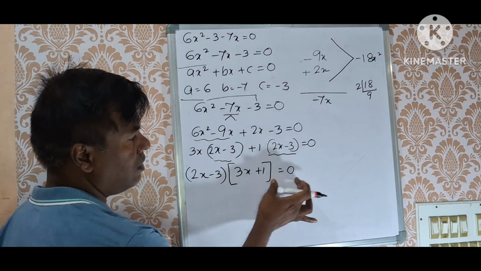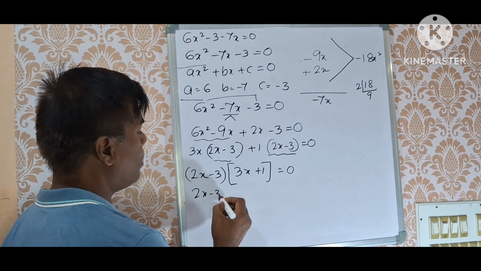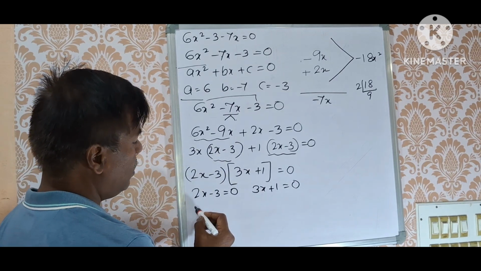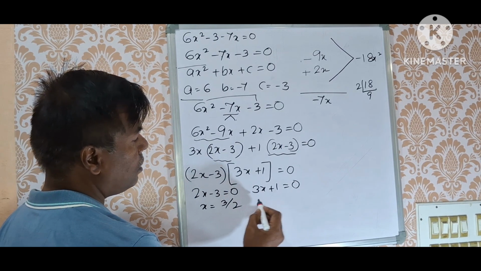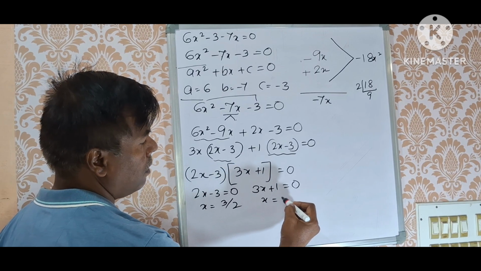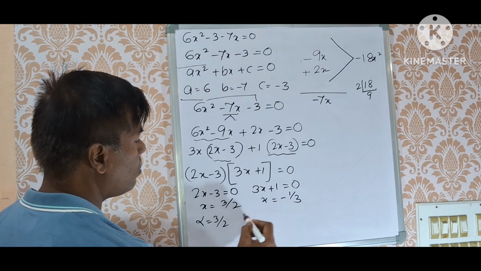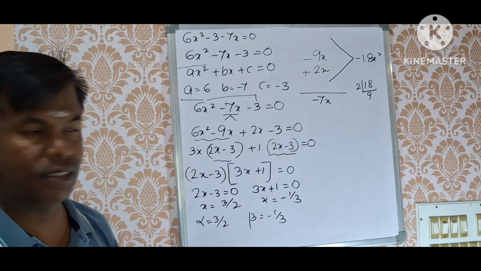So a into b is 0. Either a is 0 or b is 0. That means 2x minus 3 equals 0 or 3x plus 1 equals 0. 2x equals 3 or x equals 3 by 2. Here x equals minus 1 by 3. So alpha equals 3 by 2, beta equals minus 1 by 3 are the zeros.